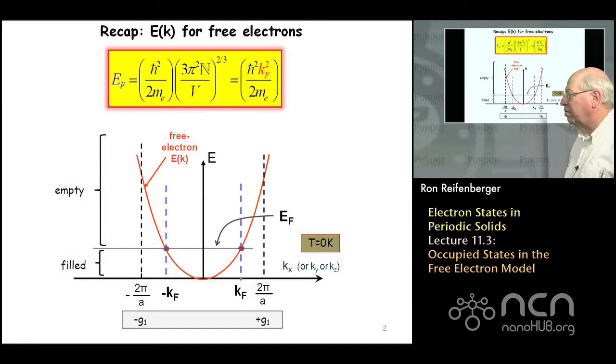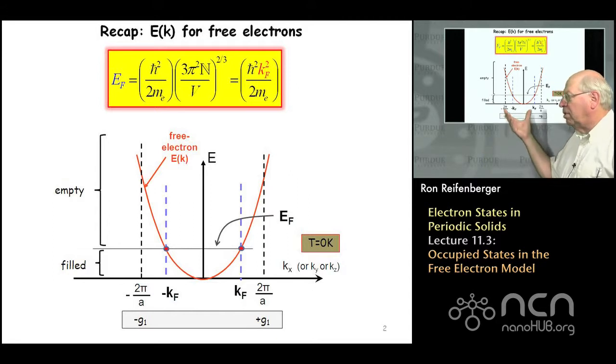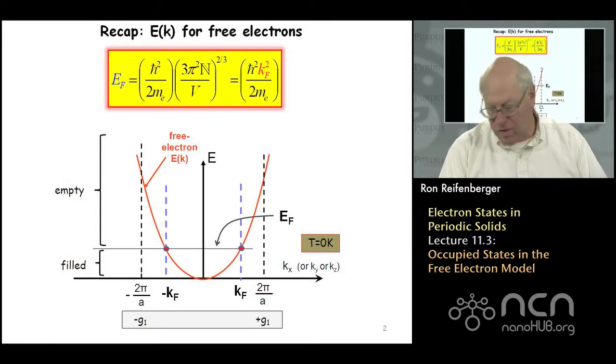So they're not filled because there's not enough electrons provided by the sodium atoms to fill up these energy states above E sub F. We also evaluated k sub F for the parameters appropriate for sodium, and we found that k sub F was about 60% of this reciprocal lattice vector 2 pi over a, where a is, of course, the separation between atoms in a sodium metal. So this is the important picture that you should have from the previous lecture.